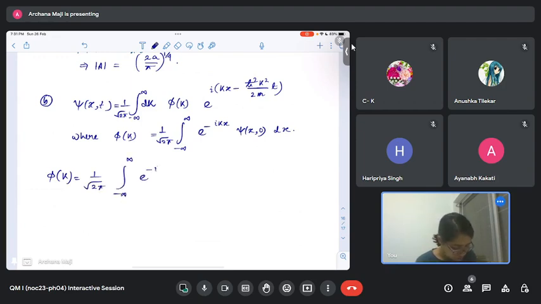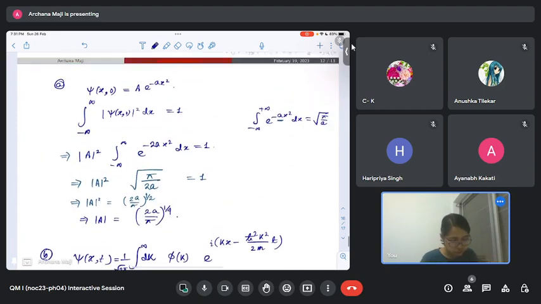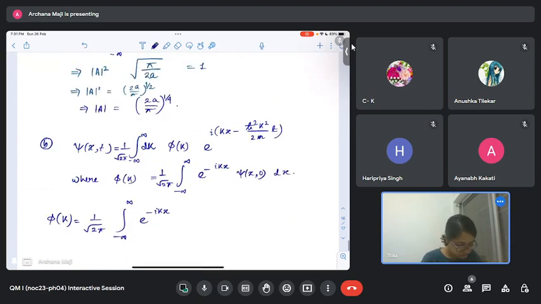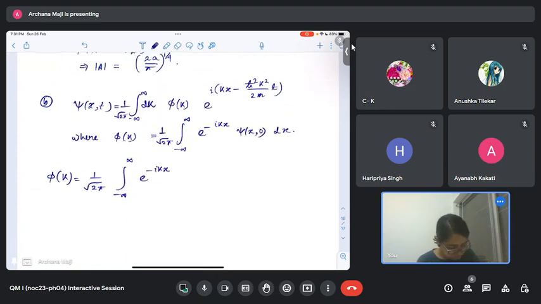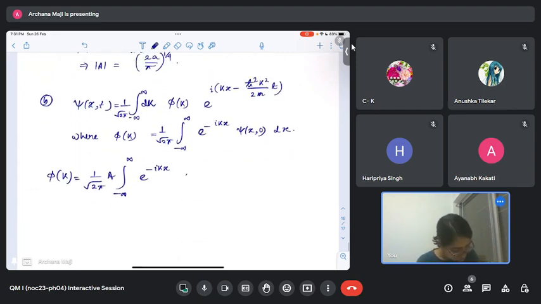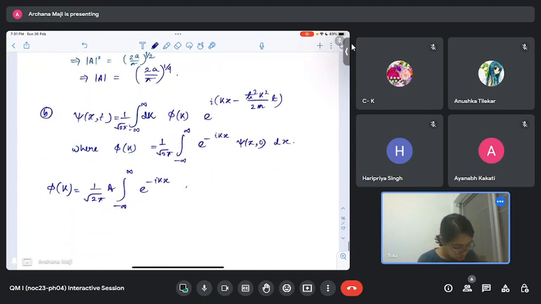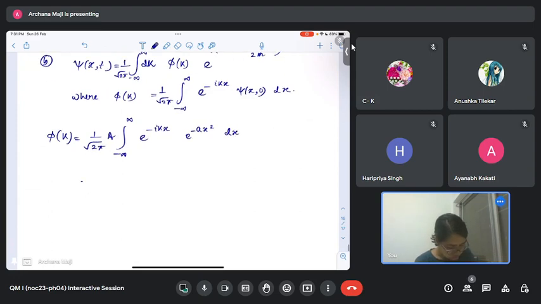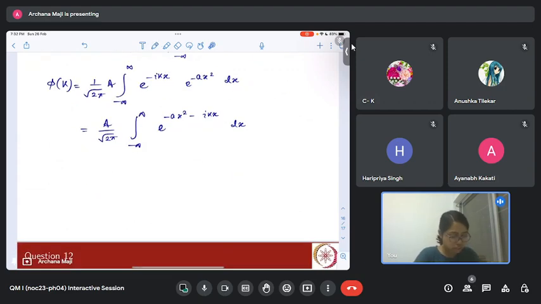Integral from minus infinity to infinity. What is psi(x, 0)? It is this. Now a we have already computed, but let me write a for the time being because it's a big number. Exponential minus a x square dx, exponential minus a x square minus ikx dx. This kind of integration you know how to perform.